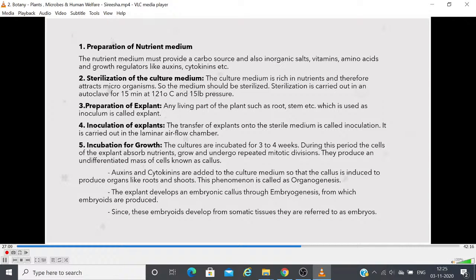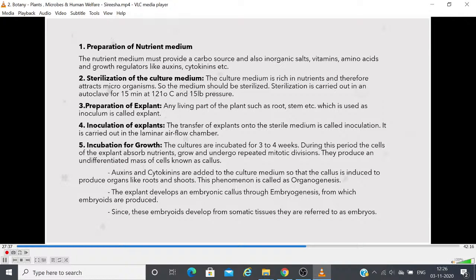Nutrient medium is like food, like a small baby being provided with all good food. The medium is nothing but a small jelly-like substance in which all the important minerals, salts, auxins, and growth regulators are present. In this medium only, the cells can grow.